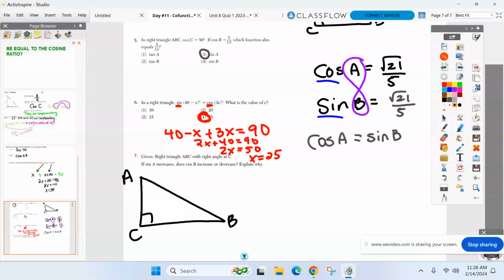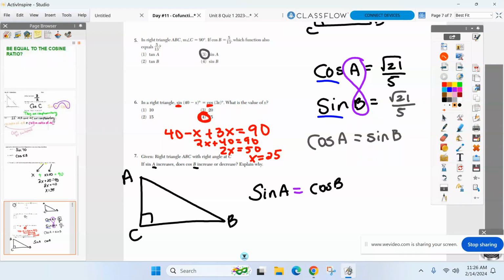If the sine of A is increasing, what's happening to the cosine of B? Okay, ready? Let's start with angles A and B. What do you know about them? They're complementary. So what do you know about the ratios we're comparing? What do you know about the ratio of sine A and the ratio of cosine B? They're equal, right? Because if the angles add to 90, the ratios are equal.